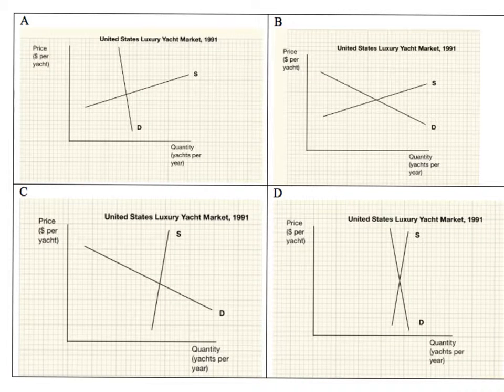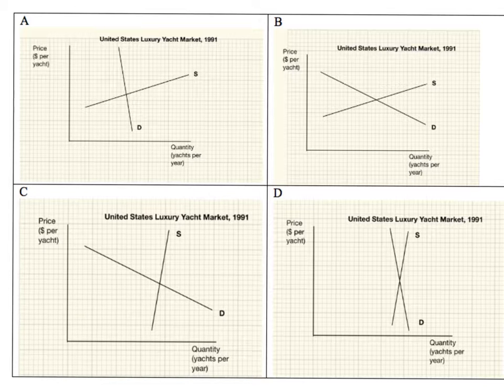All right, here are the four possibilities. They're all possible depictions of the market for the United States luxury yacht market in 1991. And we'll think about that. So go ahead and pause it. Remember the example. Think about which one best fits the example. All right, we're back.